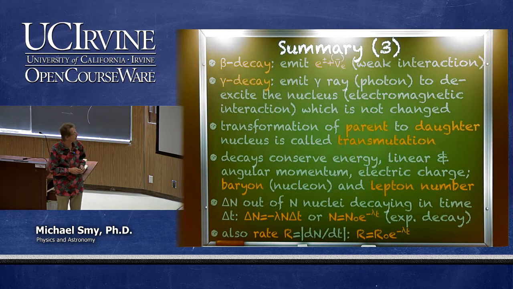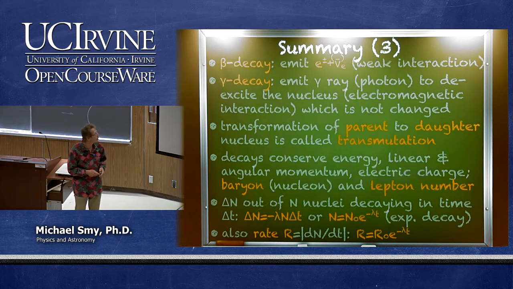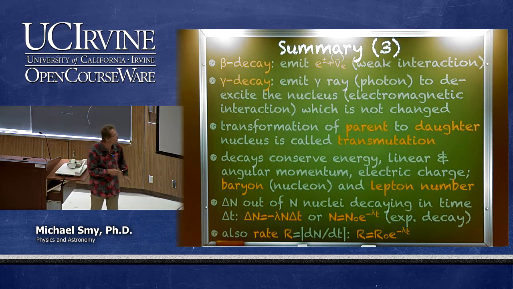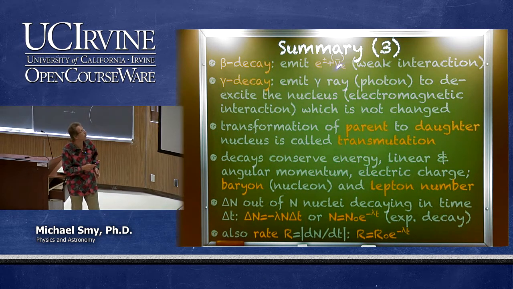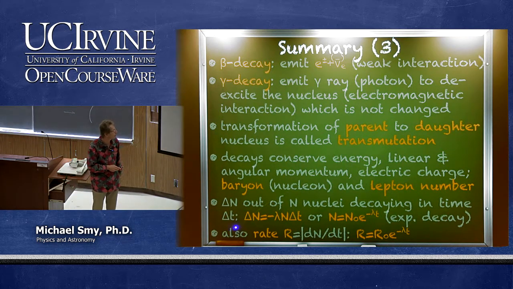And all these decays conserve energy, linear and angular momentum, electric charge, the so-called baryon number, which you can think of as the number of nucleons, and lepton number, which is the number of neutrinos and electrons.